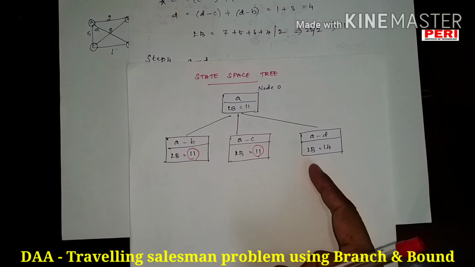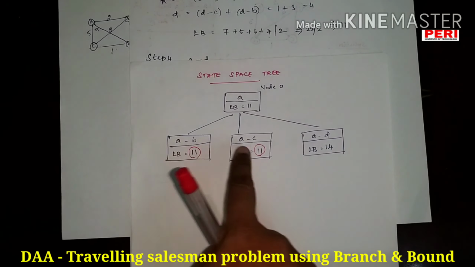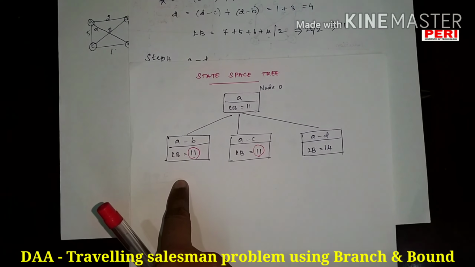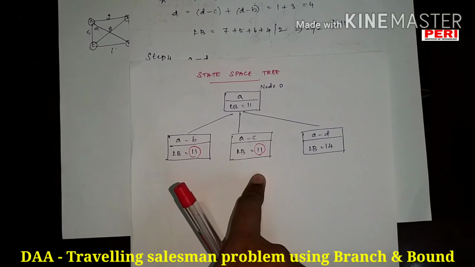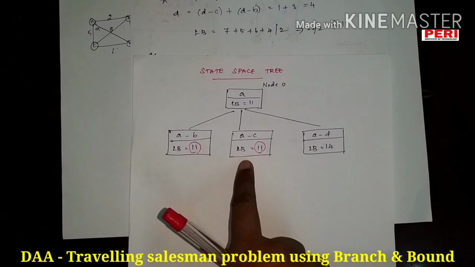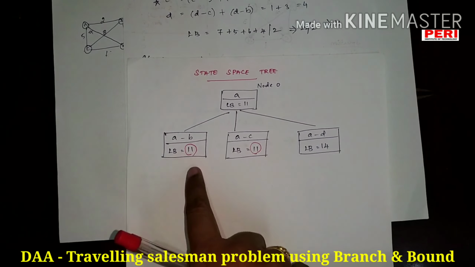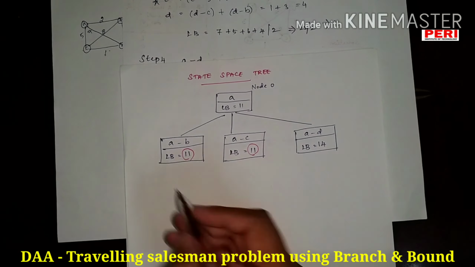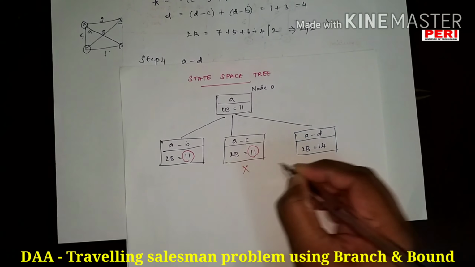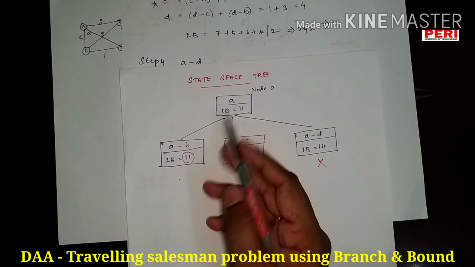So among these 3, 11 is minimum and 11 is with the path A to B and A to C. You can either choose A to B or A to C, it's your wish. In both ways you can get the optimum solution. Since they both have the same value, you can choose either one. I am going to choose A to B here. So I will not proceed with these two branches. I'll proceed with only this branch to reach my solution.